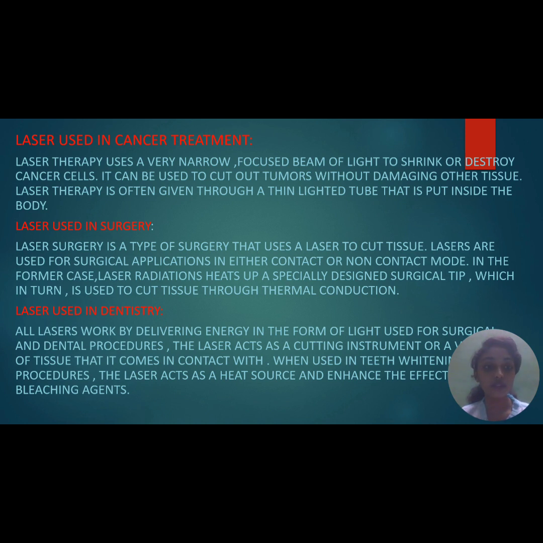Next, laser is used in surgery. Laser surgery is a type of surgery that uses a laser to cut tissues. Lasers are used for surgical applications in either contact or non-contact mode. In the former case, laser radiation heats up a specially designed surgical tip which in turn is used to cut tissue through thermal conduction.